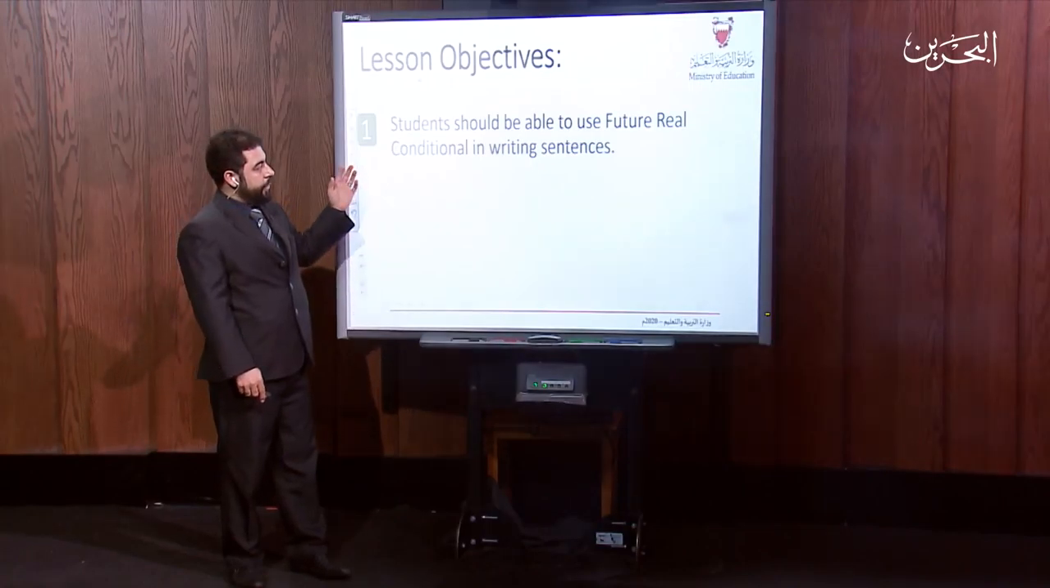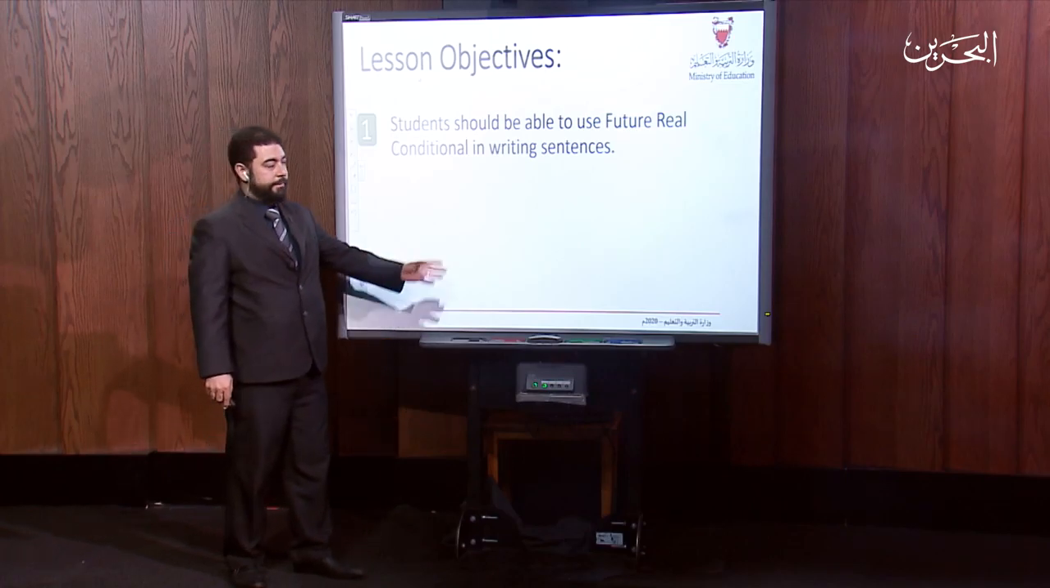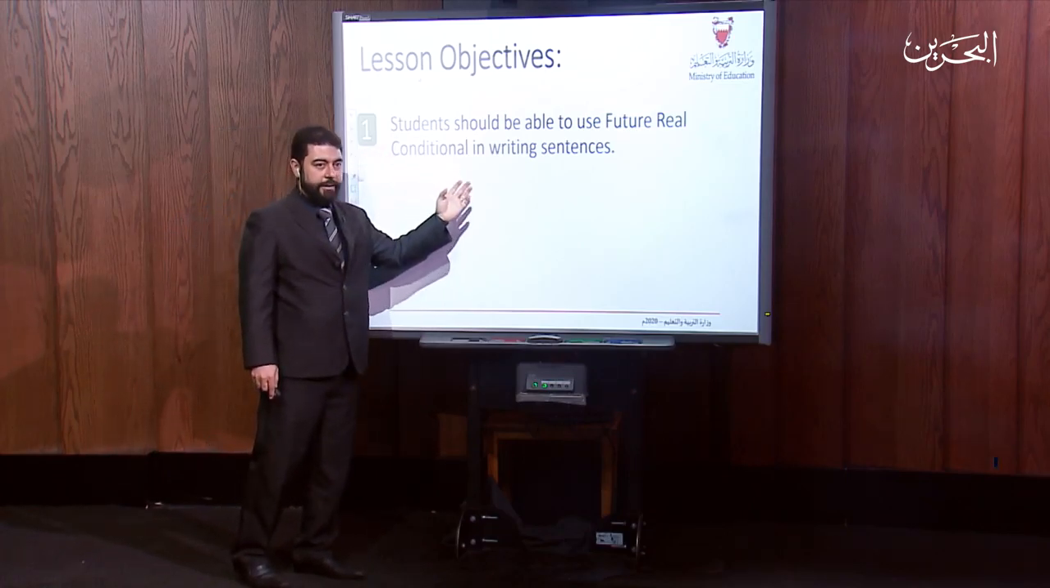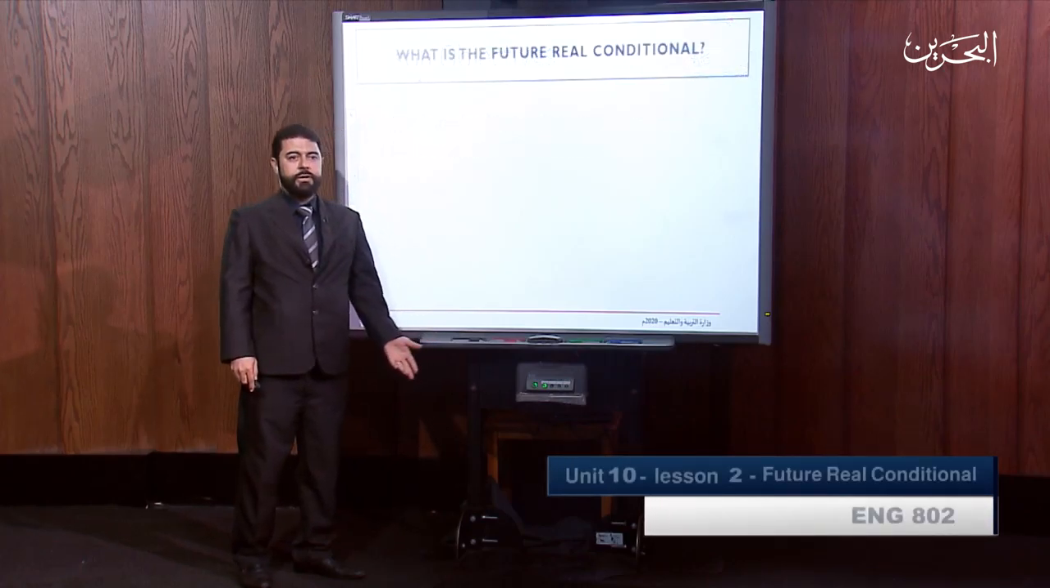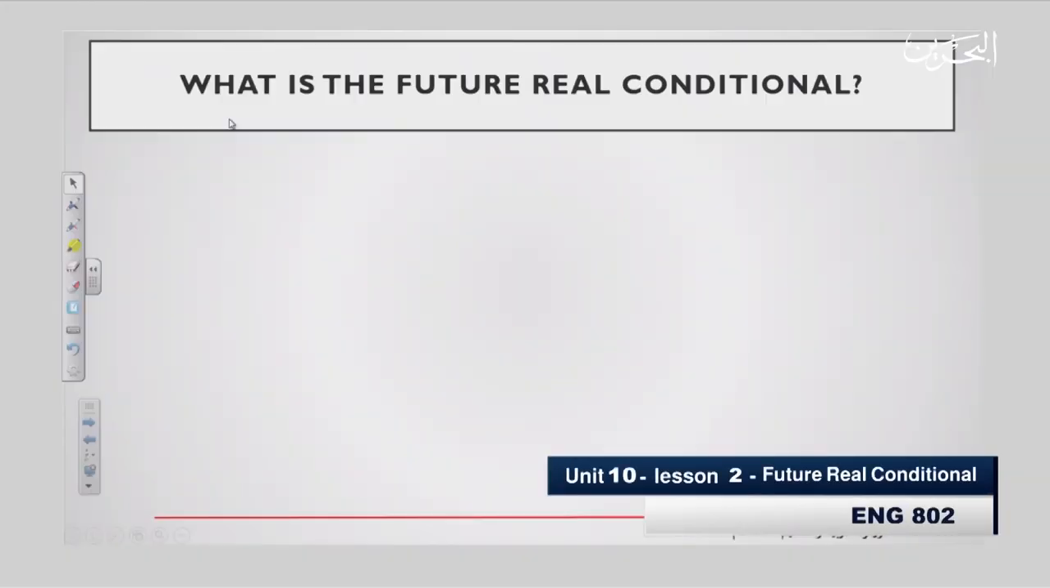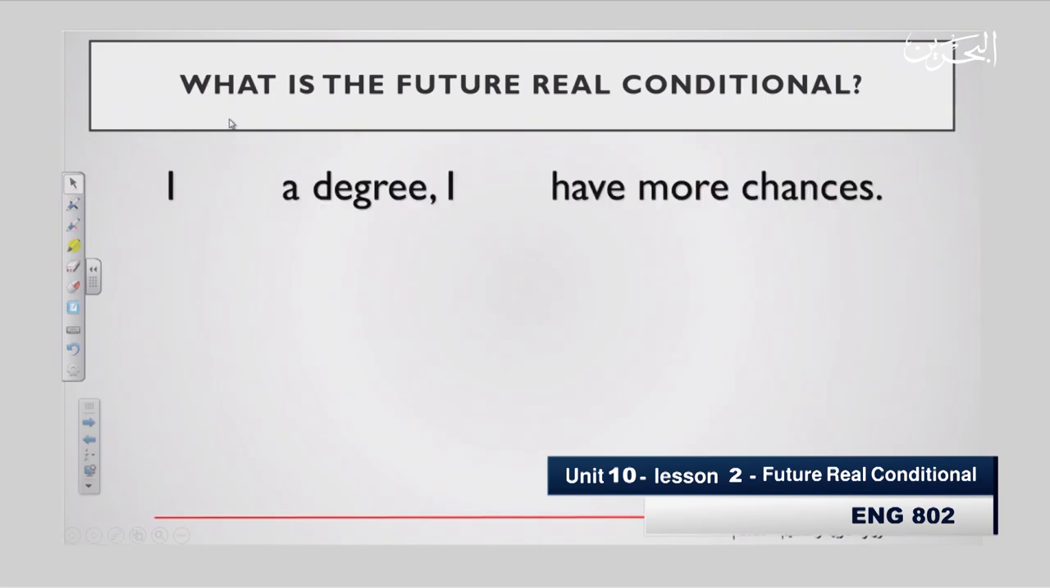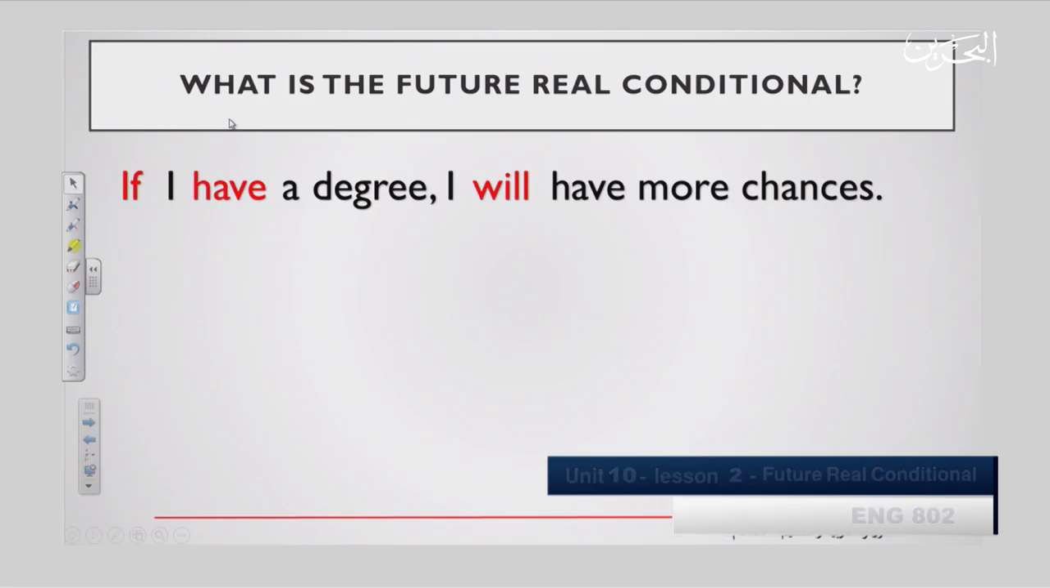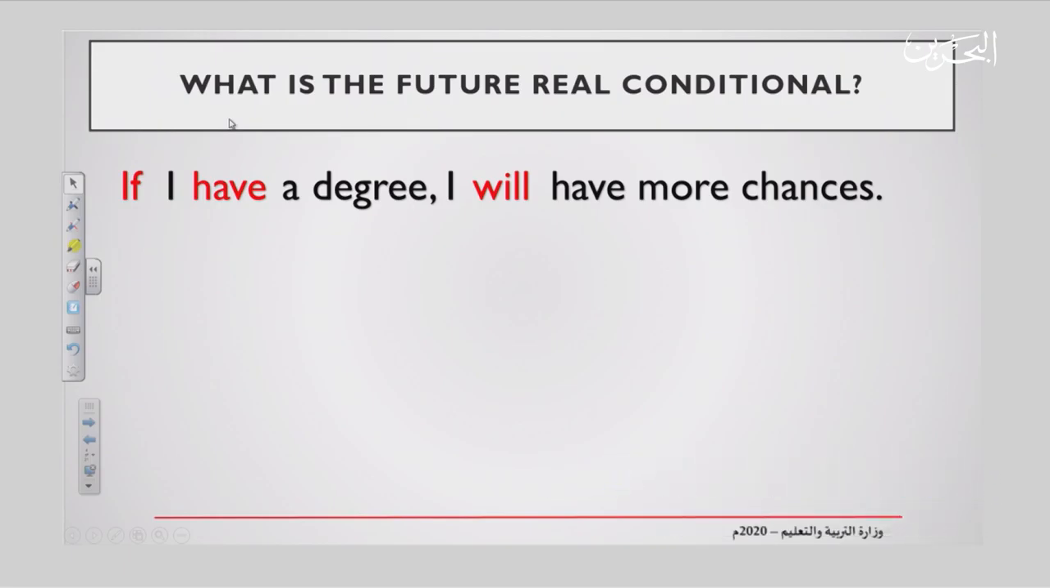All right, let's go to the lesson objectives. Number one, you should be able, by the end of the lesson, to use the future real conditional in writing sentences. All right, so what is the future real conditional? That's a good question. This is an example for you. I, gap, a degree, comma, I, gap, have more chances, full stop. This is an example, but it needs something. Let's use the future real conditional. All right. If I have a degree, comma, I will have more chances.